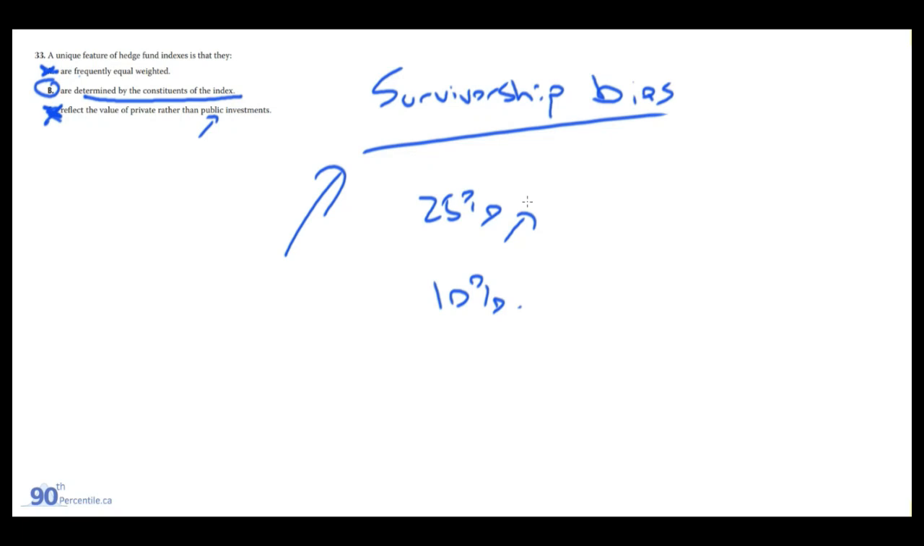But at the end of the day, it is what it is. It's just one of those things. And from the returns that are reported, they can be used as a proxy to see how hedge funds did. But there's really no way around it here.